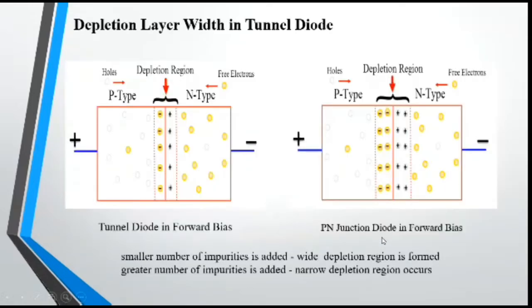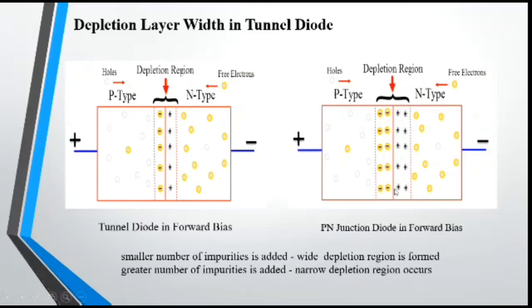Now let's discuss the depletion layer width in tunnel diode. When mobile charge carriers, both free electrons and holes, are missing, the region in a PN junction is called the depletion region. To stop the flow of electrons from n-type semiconductor and holes from p-type semiconductor, the depletion region acts as a barrier. Now, depending on the number of impurities added, the width of the depletion region varies.